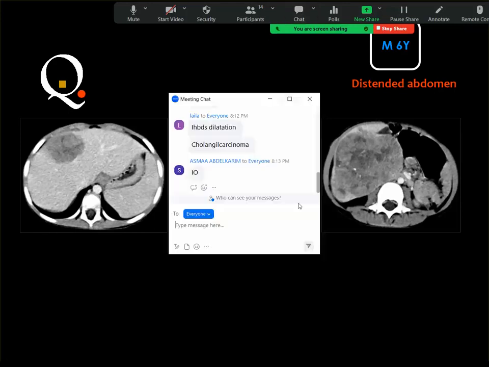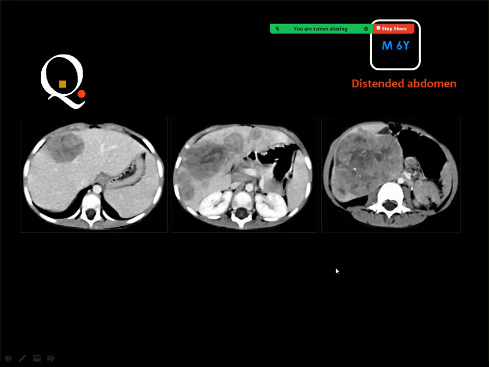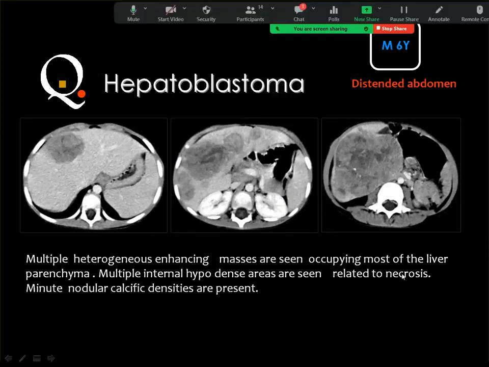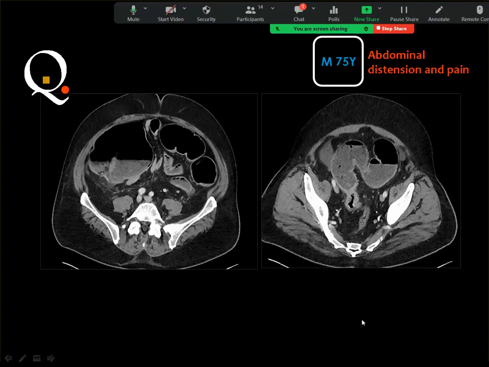Hepatoblastoma. Yes, right, and the answer is right. This is hepatoblastoma, and the age fits relatively well with the diagnosis. You got a solid mass in the liver of a child, and this solid mass may be single or may be multiple, as you can see here, and the mass may contain calcium. All these criteria are good for hepatoblastoma.